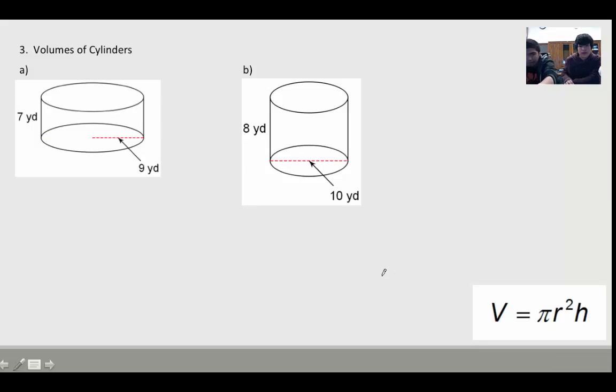All right, the volume of the cylinder is actually pretty simple because all you have to do is just plug and chug in the formula. So to give you an example, for A, it's going to be pi times 9 squared, since it's the radius, times the height, which is going to end up being 1,780.4 yards cubed.